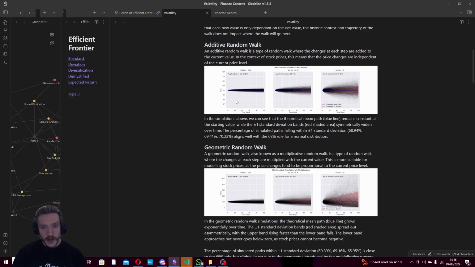So here I've got an image of what this random walk looks like. These three images show different standard deviations used in this random walk. On the left is a low standard deviation of 0.02, which is low volatility, all the way over to the right, which is a standard deviation of 0.1 or a high volatility. Okay, so what are you looking at?